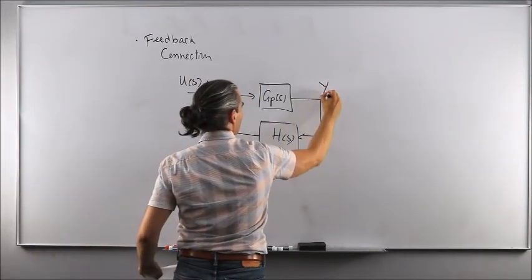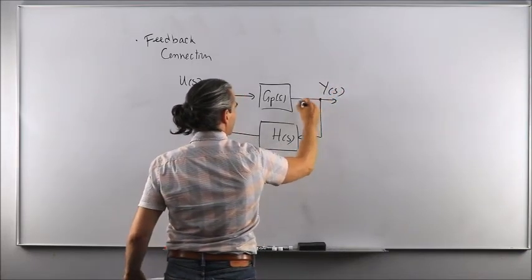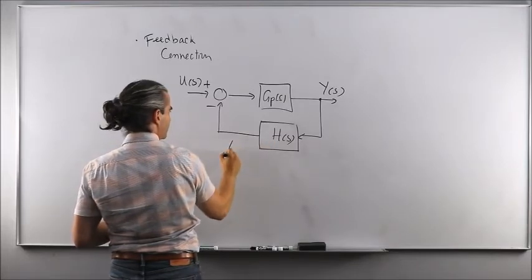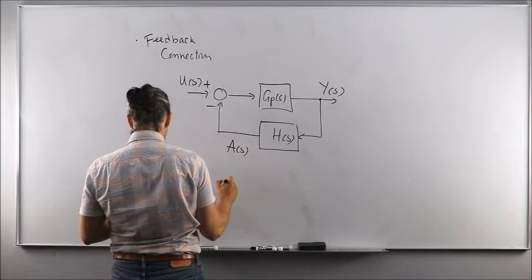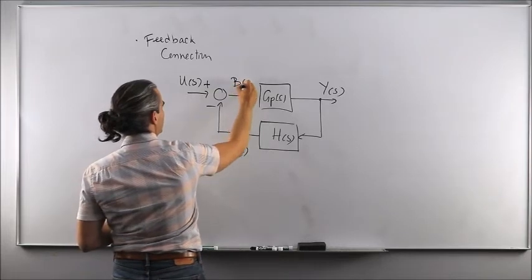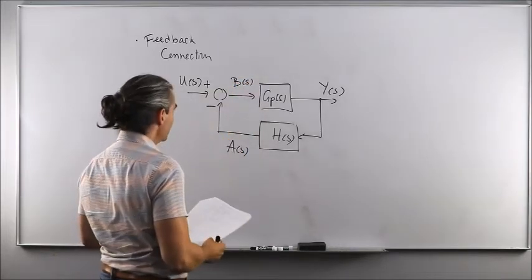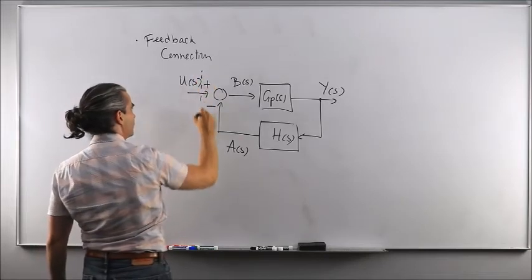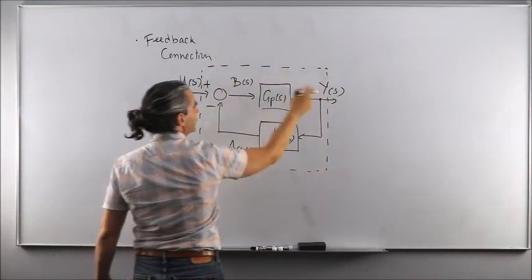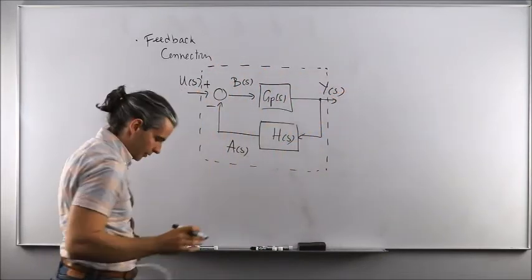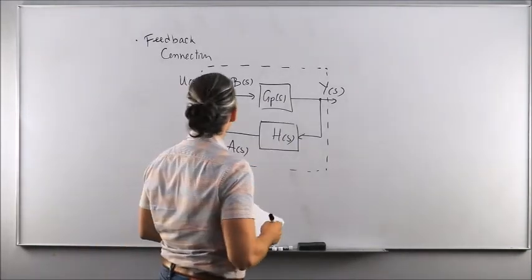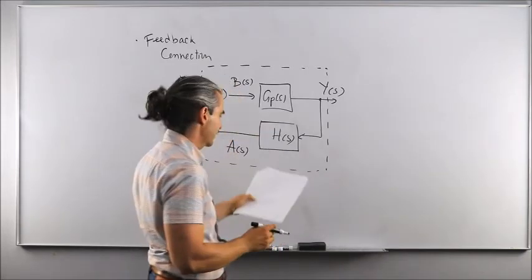We have the global output here with a branch connection, and here we'll denote the output of H of S in that example with A of S, and this signal being U of S minus A of S will be denoted as B. Okay? So the question is the same. How could you find a transfer function that relates directly the global output, Y of S, to the global input whenever the systems or the individual transfer functions are organized in a parallel fashion, or, sorry, not parallel, but feedback fashion?